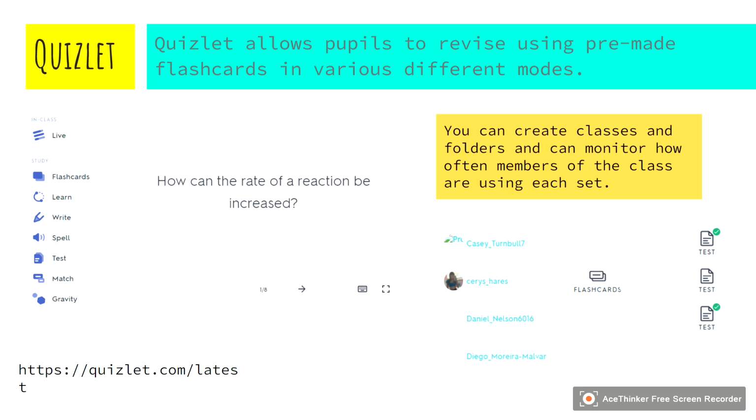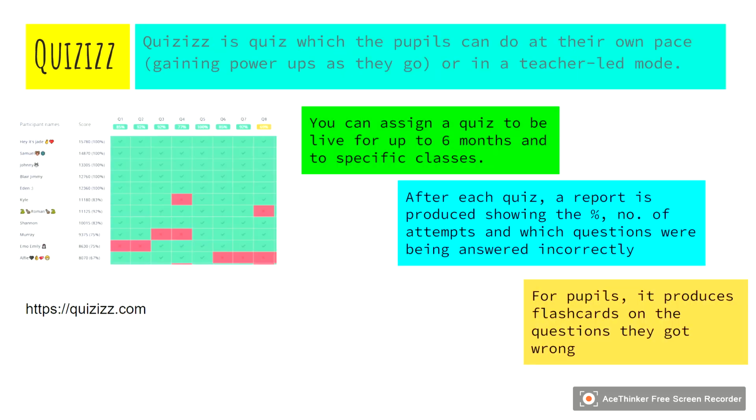The next online tool we're going to have a look at is one of our favourites. It's Quizizz. Quizizz is just a quiz that the pupils can do at their own pace, or you can do it in teacher-led mode. I personally much prefer this over Kahoot and things like that. The reason I like this one is that if you do it in the normal mode, the pupils can just do it at absolutely their own pace. They're not waiting for everyone else or quickly guessing an answer.